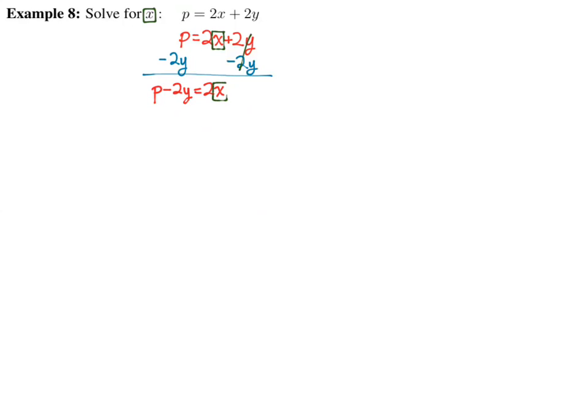Now if we divide both sides, oh, there's the x, right? It's 2x, so divide both sides by 2. So (P minus 2y) over 2 equals x. But again, we can rewrite it to make it look like we know what we're doing. x equals (P minus 2y) over 2. Just rewriting it with the actual variable that's requested in front.